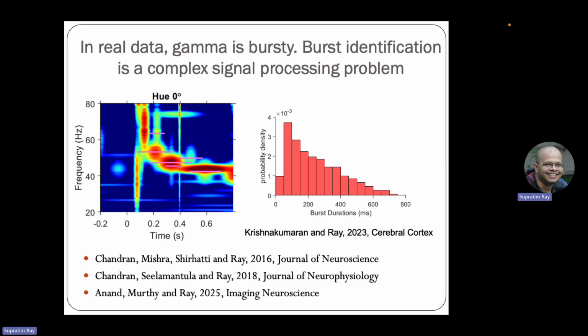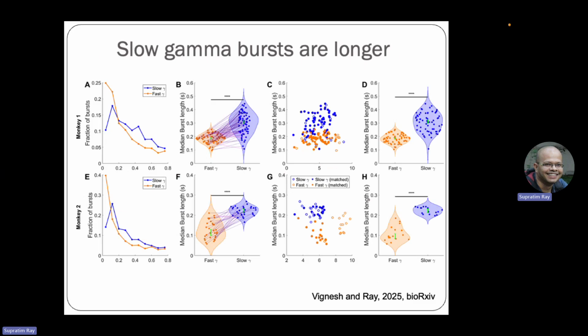And figuring out those bursts is a very non-trivial process. You need very sophisticated algorithms to be able to characterize these bursts, and they have durations that have a particular probability distribution. What Vignesh was able to show is that slow gamma has longer bursts than fast gamma in both the monkeys. The distribution also becomes different, with a higher proportion of longer bursts. You can see that the blue is above the orange here.